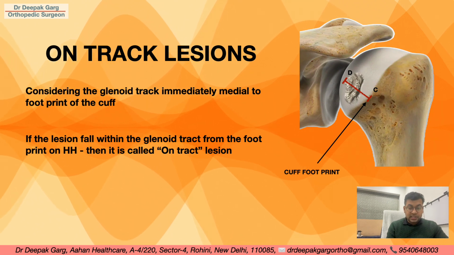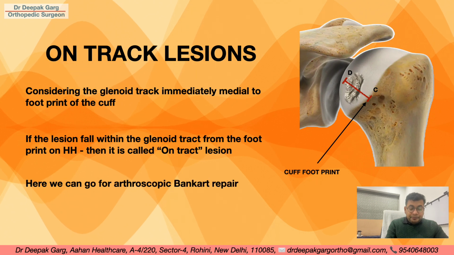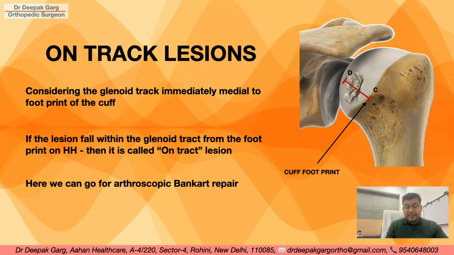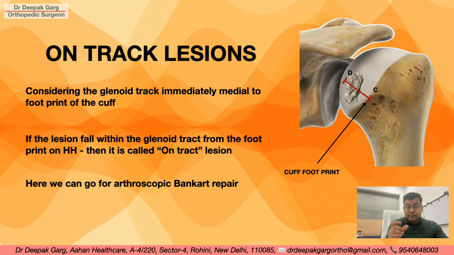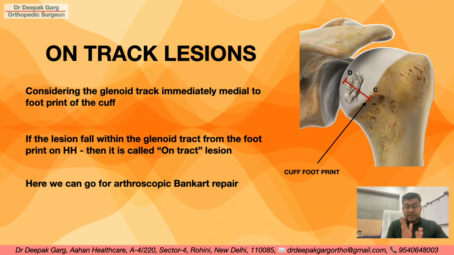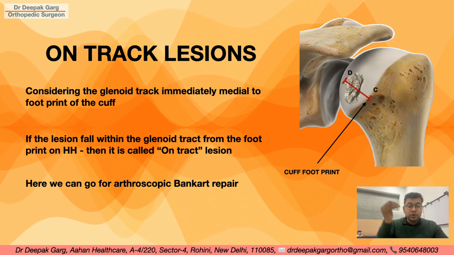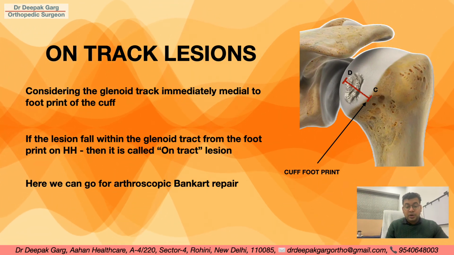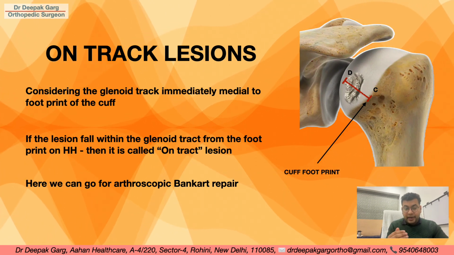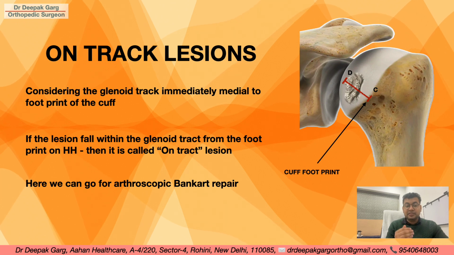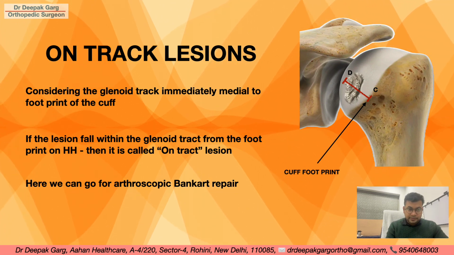So in this picture, this is an on track lesion. If the patient has an on track lesion, that means when there is motion, that lesion will stay in contact with the glenoid and will not go beyond the glenoid margins. So the chances of dislocation are less in on track lesions. In these lesions we can still continue with the arthroscopic Bankart repair.